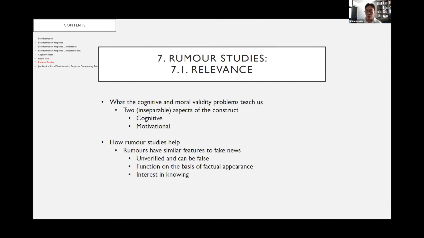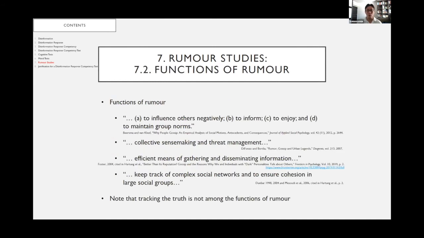And now I want to switch gears a little bit and look at rumor studies, because rumors are quite similar to fake news. They are unverified and can be false. They function on the basis of factual appearance and rely on an interest in knowing them. So what I want to do is look at the functions of rumor, and point your attention to the fact that tracking truth is not among the functions, and this is a significant similarity it shares with fake news.